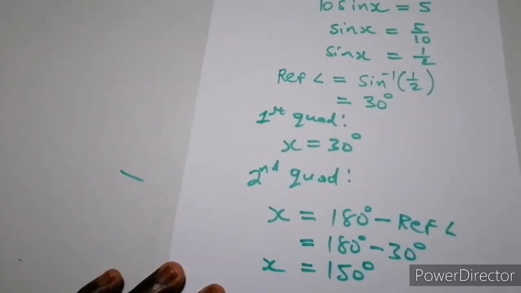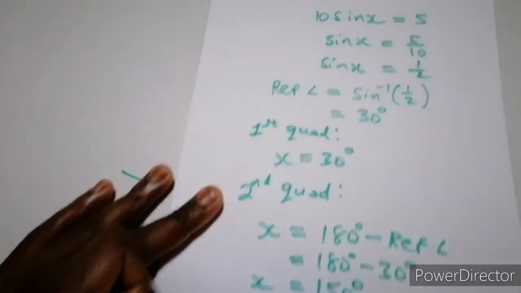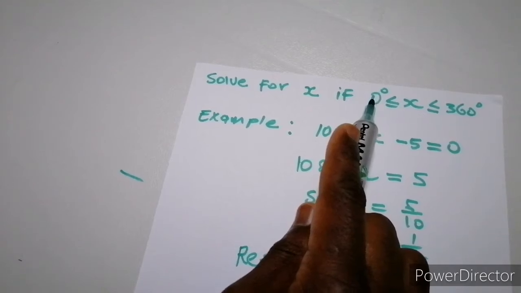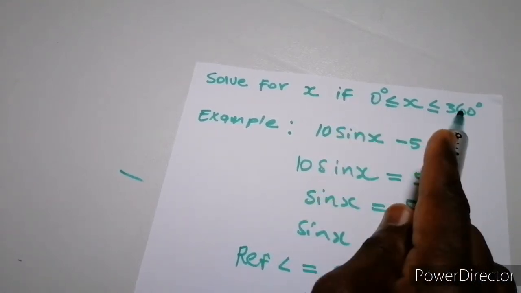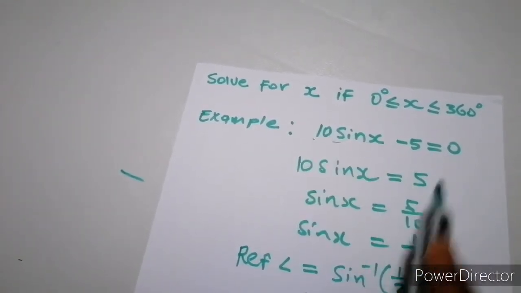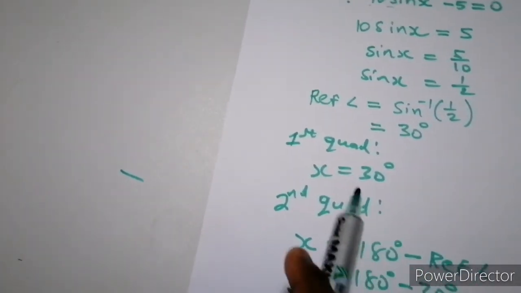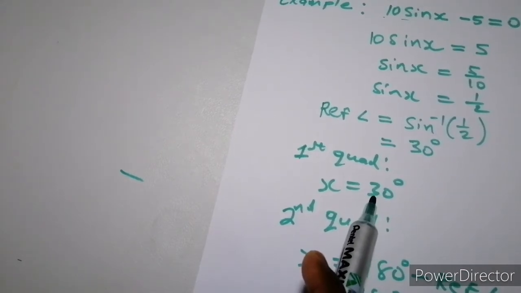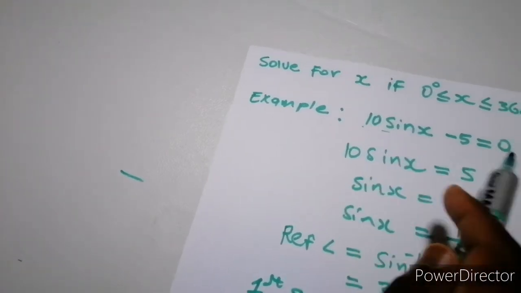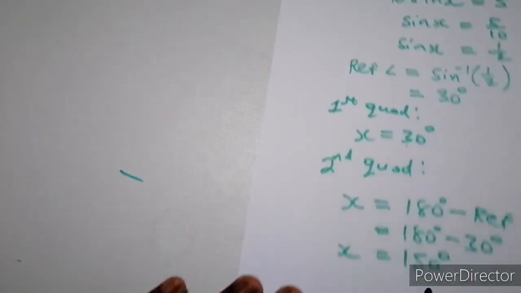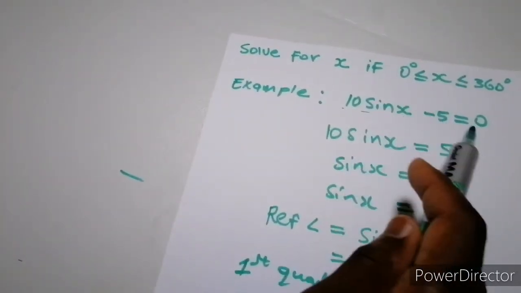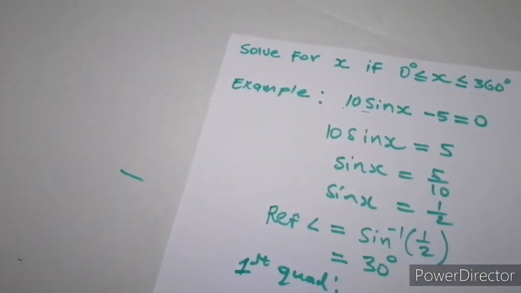Now the angle is 150. Now it means we solved for those values of x between 0 and 360 that satisfy this equation. If we substitute this 30 degrees to check here, we're going to get the result as 0. If we substitute also 150, we're going to get the result 0. Let's do another example.